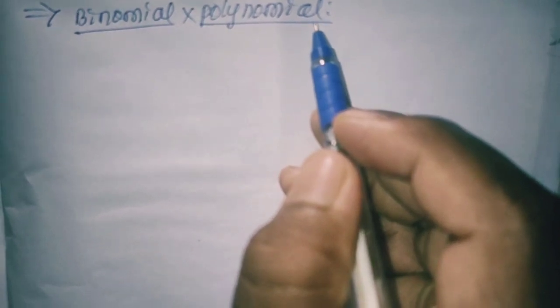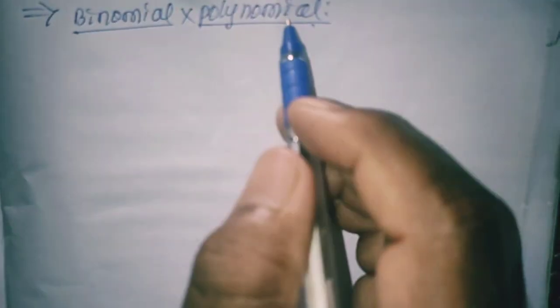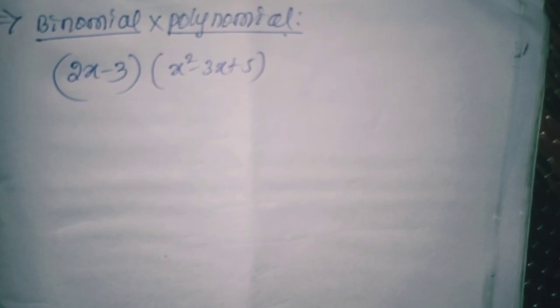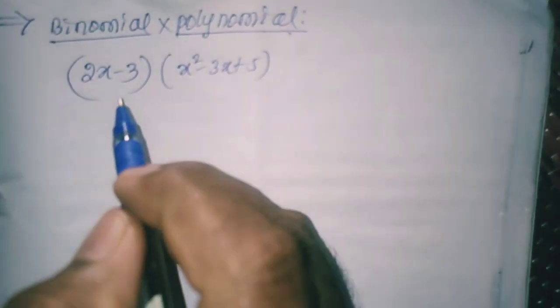Okay, dear students, now we will study the product, meaning multiplication, of a binomial and a polynomial. Like 2x minus 3 multiplied with any polynomial, x square minus 3x plus 5. See, first you understand the distributive property here. I already explained the distributive property to you.